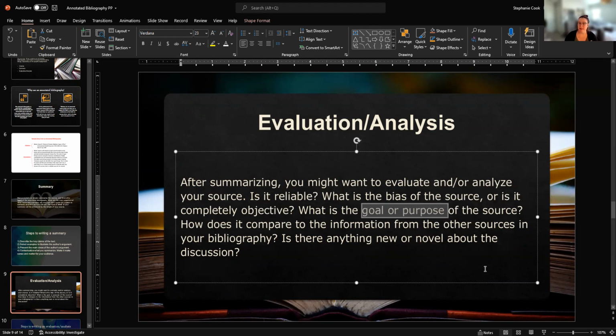Why did this author write this? What are they trying to do with it? Are they trying to prove a point? Are they trying to get funding? Are they trying to eliminate a program? Depending on the goal, there's going to be a different reason why they wrote it.